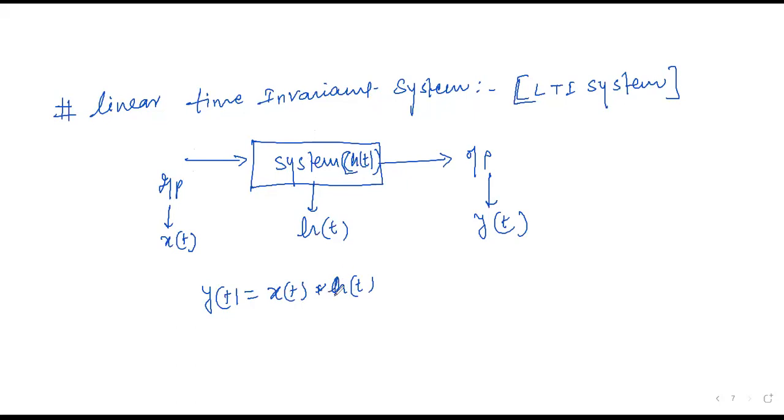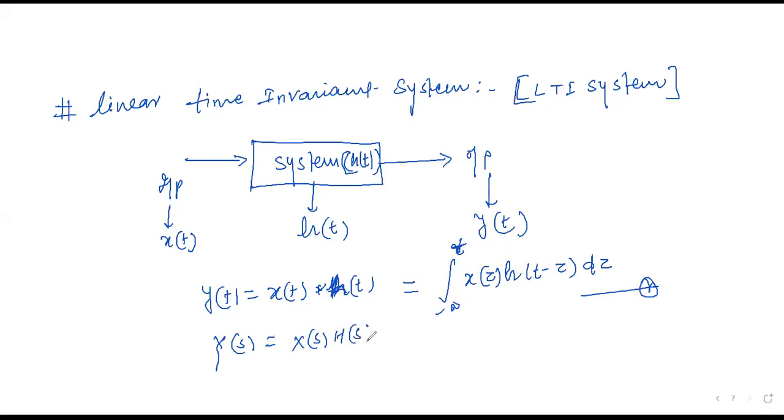x of t will do convolution with h of t, and the convolution is the integral from minus infinity to t of x of tau h of t minus tau d tau. This is the convolution. If you have the frequency response, then you can write Y of s equal to X of s into H of s, or Y of j omega equal to X of j omega into H of j omega. Got it? So convolution in the time domain, multiplication in the frequency domain.